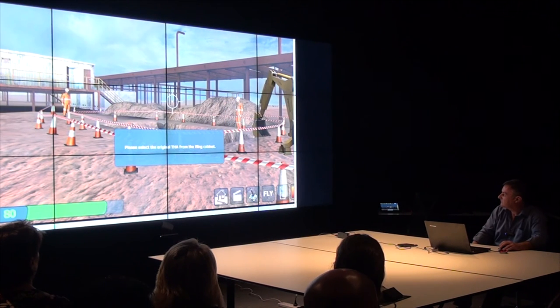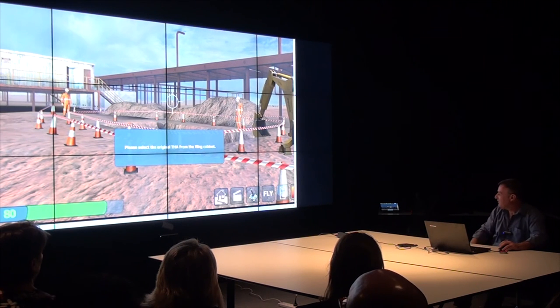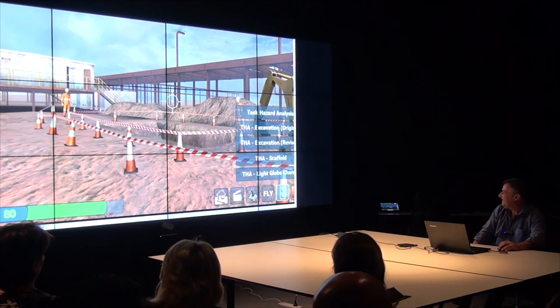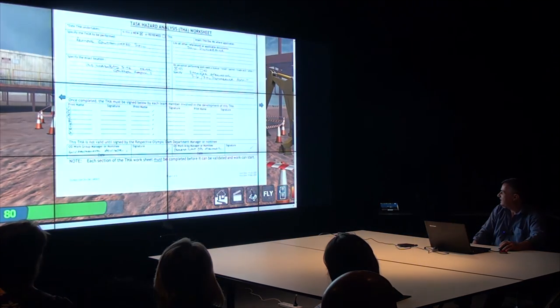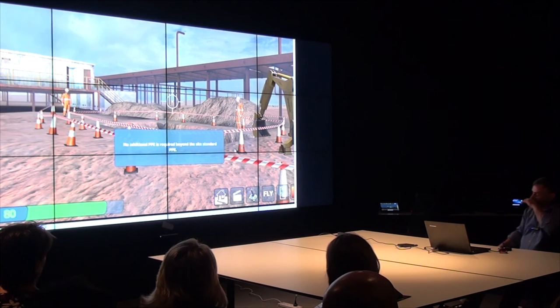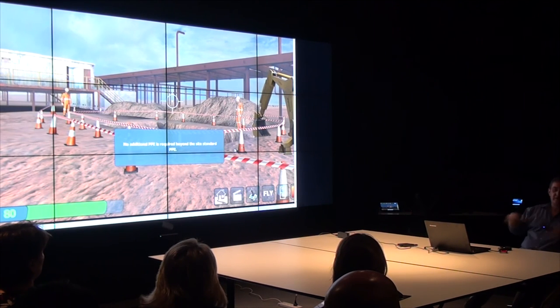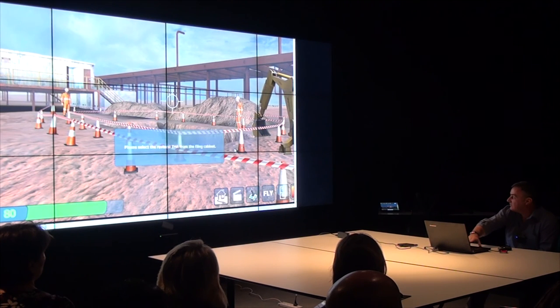Please select the original THA from the filing cabinet. Yeah, that's it. So I've gone through the wrong procedure. I've got to click on that one. No additional PPE is required beyond the site standard PPE. So that's the outcome that the system wants me to know, that I don't need to put more safety equipment on. I just got a bit out of sync there. Select the revised THA from the filing cabinet.